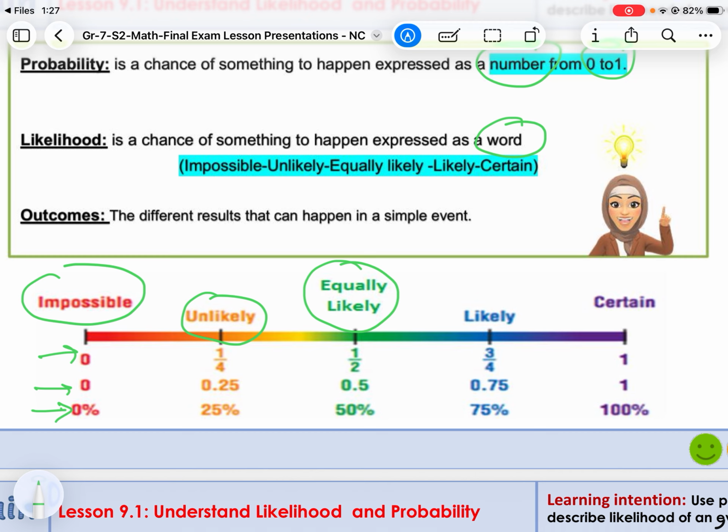And if you have more than half, if the number exceeds half, into 75% for example, it's going to be likely, and most likely it's going to happen. 75%, it's happening. And if the probability is 100%, sure, you guys, it's going to happen, so we call it certain. You use the word certain to describe it. Okay, so these keywords you guys should memorize by heart. Even make sure that you write the spelling correctly.